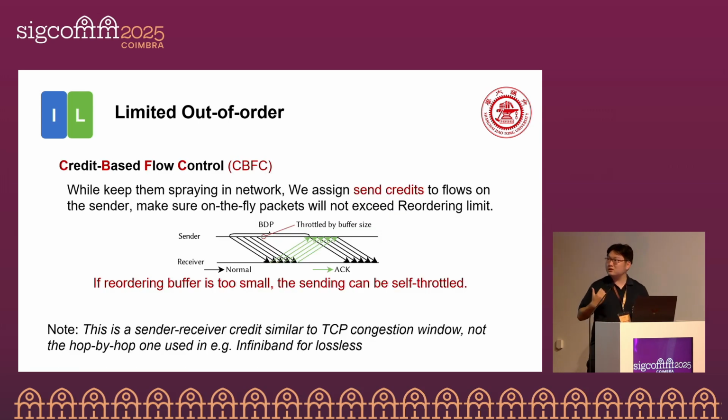Another approach in this category is credit-based flow control. This allows us to spray packets but use credits to ensure that the number in flight will not exceed the reordering limit. This enables fine-grained load balancing, but if the reordering buffer is too small, the sender will be self-throttled, limiting the performance.